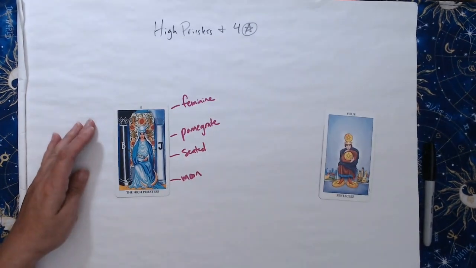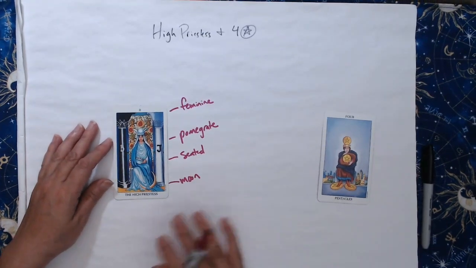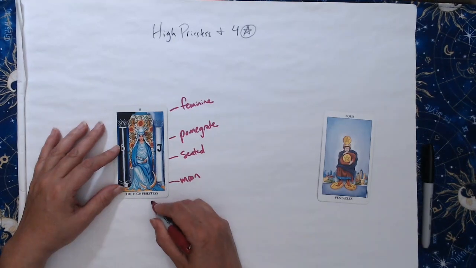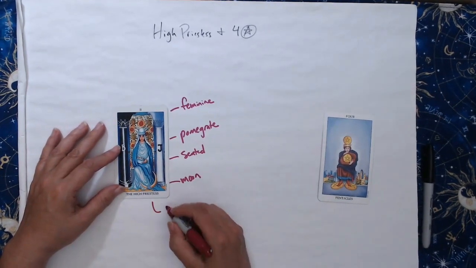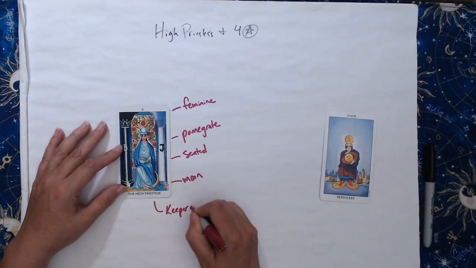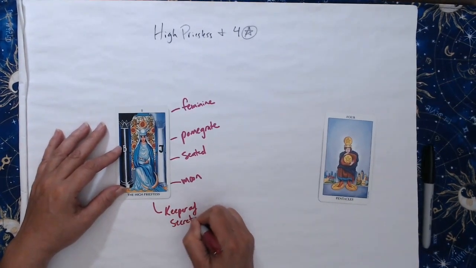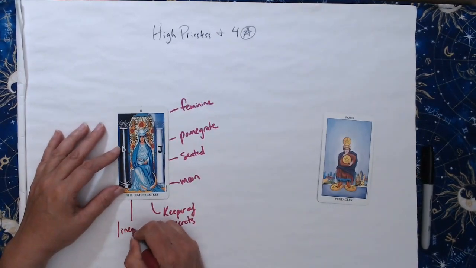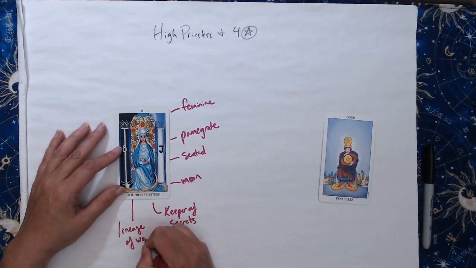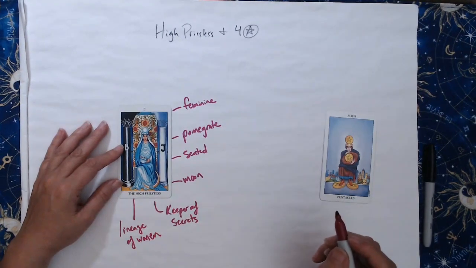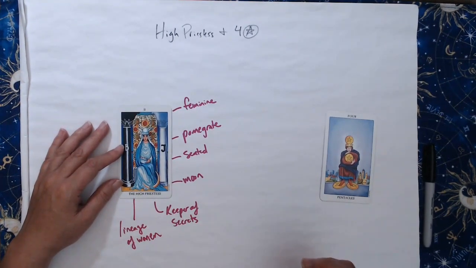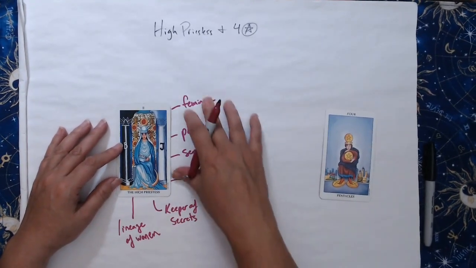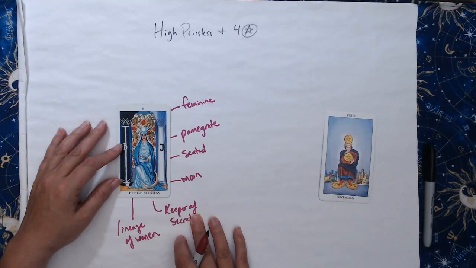And then you can add, like I said, definitions that you use, or you look them up. So one of the things about the High Priestess is she is a keeper of secrets. She is about the lineage of women. If you want to expand on any of these points, you can.